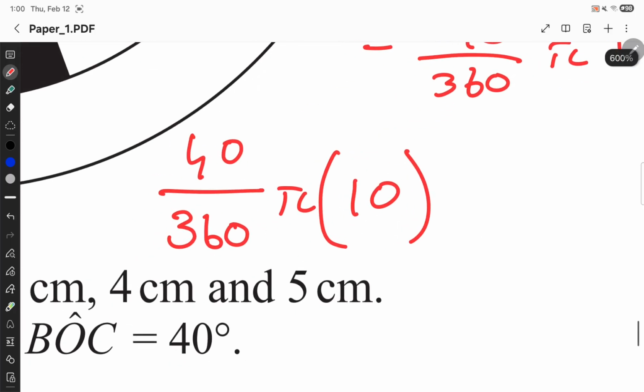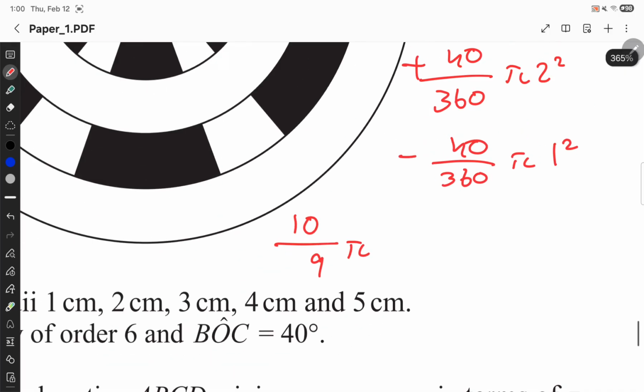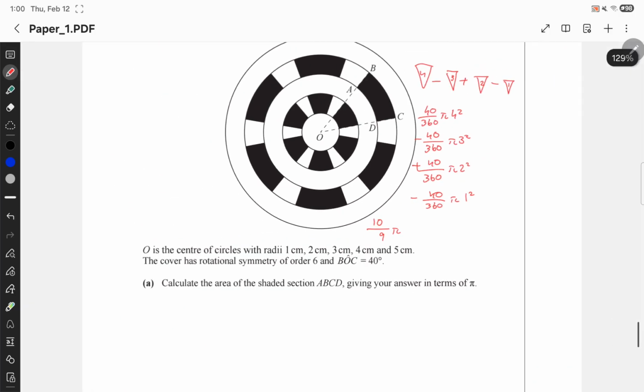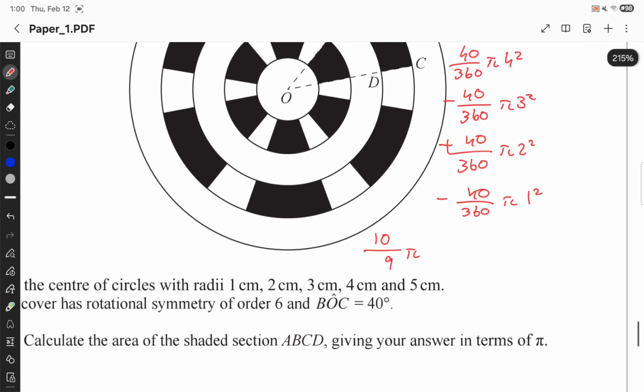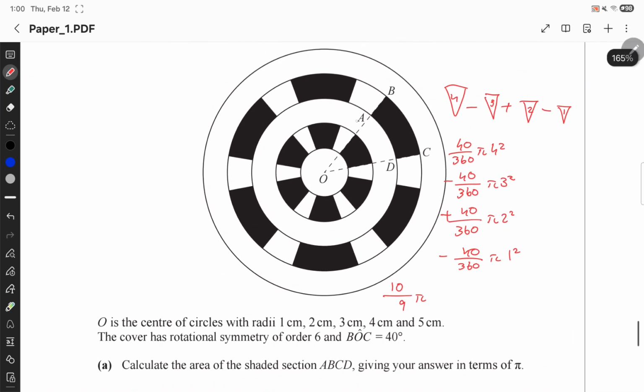Nice. 40 over 360 is 4 over 36, which simplifies to 1 over 9. If we multiply by 10, this is 10 over 9 pi, and this is our answer. If you don't understand, rewind the video and follow these steps carefully. That's how we get this, but we are not done. We have found only one area of this. I almost forgot, so we just multiply this by 6.